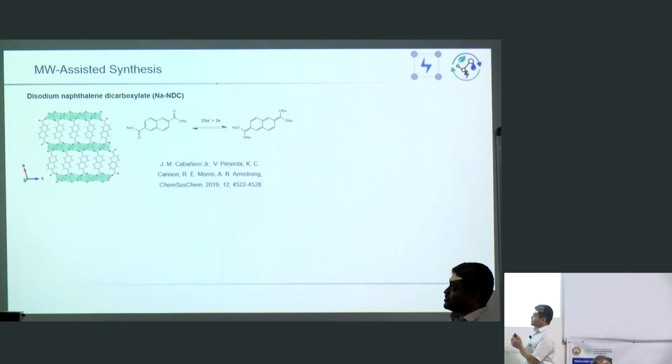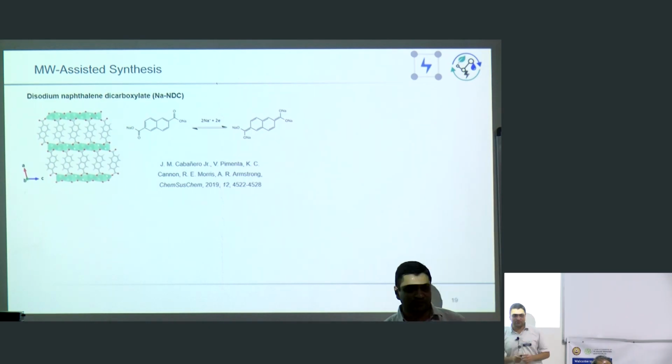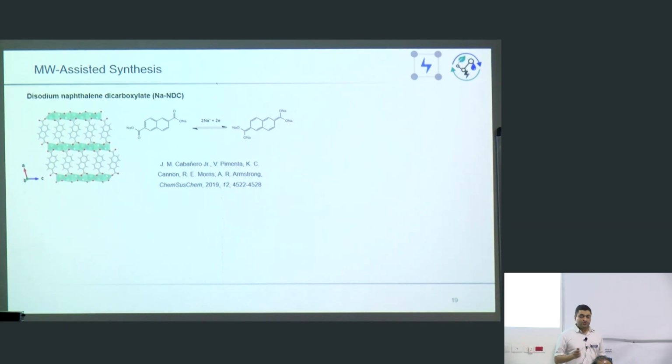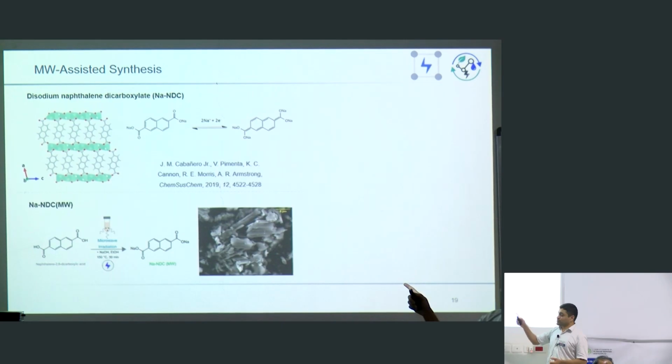So for the microwave synthesis, this is a good example to start with, where you take naphthalene dicarboxylate, the pillar layered structure strikes back again, right? It's got the same structure. It's got similar electrochemistry as sodium terephthalate. But the difference here is you can actually produce this material using microwave heating, and more importantly, the final material that is produced has these chunky particles, and it's got a nice morphology.